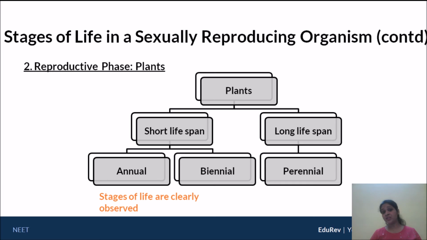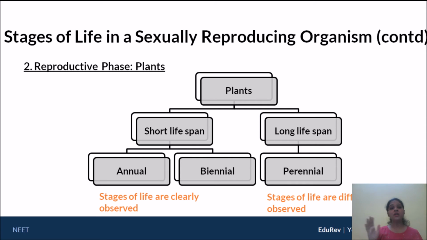However, in a perennial, that's a problem. Since you do not know how long that plant is going to live, you may at the most observe, say, juvenile and at the most a certain amount of the reproductive, but you do not know when that particular plant is going to die. So you will probably not be able to observe the third phase, the senescence phase.